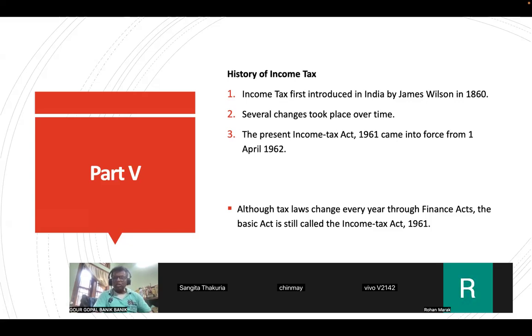Do you find any noise from my side, anybody? Then I'll switch off the fan. Am I completely clear, or should I switch off the fan? Yes, sir. Okay, no need to switch off the fan. Yeah, it's okay, sir.